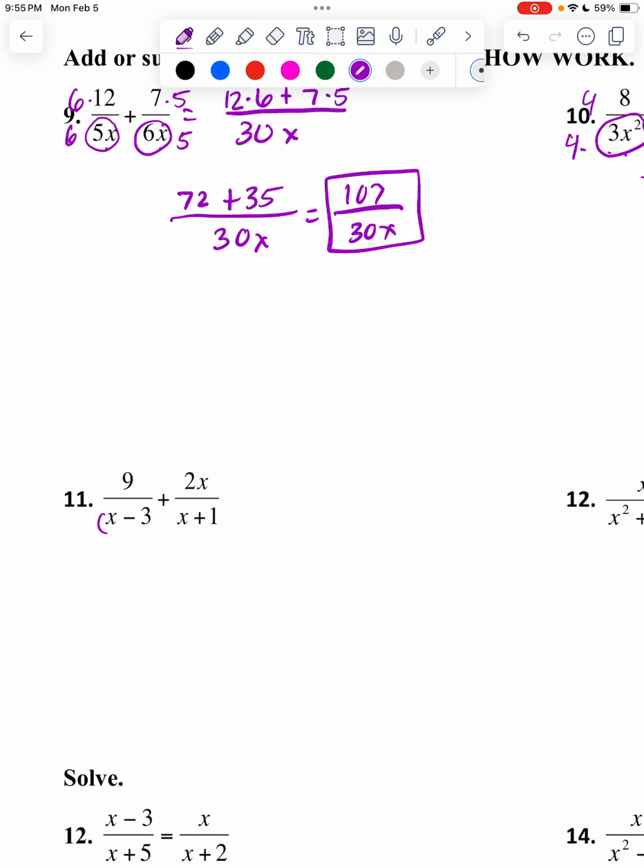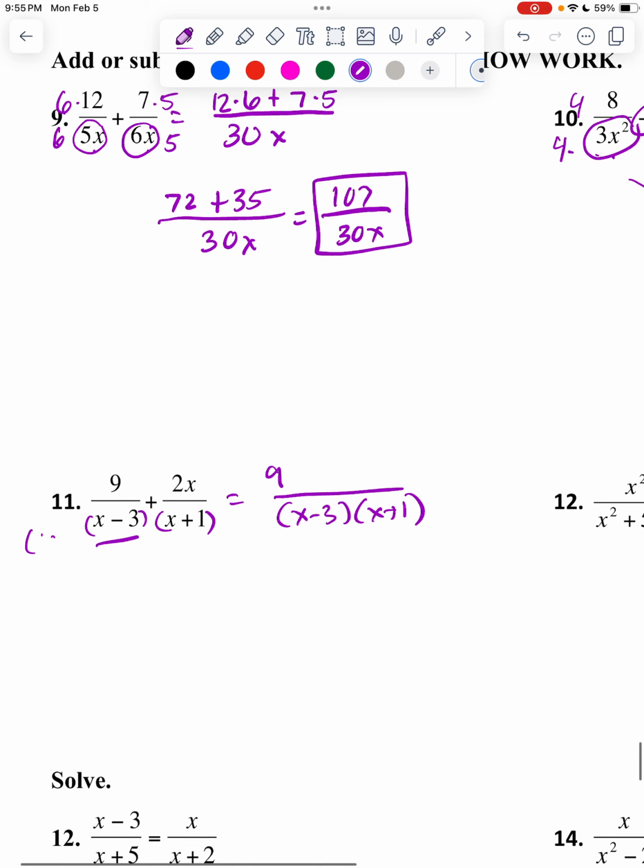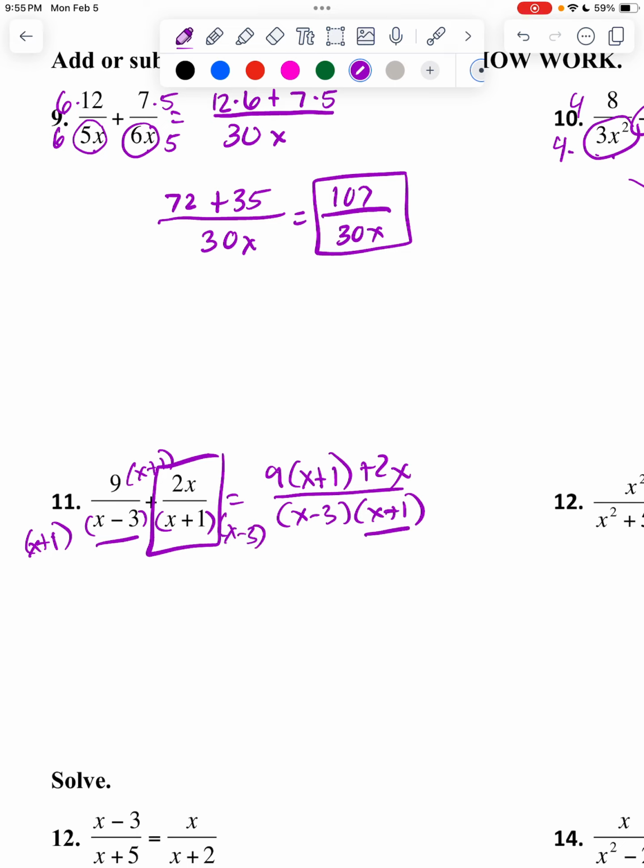Here, I'm looking at really totally different bottoms, and so I end up just collecting those as my common denominator. Same thinking. 9 was already over this x minus 3, so it would have to get multiplied by an x plus 1 on the bottom. But that means you're going to multiply that on the top as well, because the 9 was over the x minus 3, but not the x plus 1. Then moving over here, the 2x is already over the x plus 1, but it's missing the x minus 3. So that's what I ultimately will multiply that top by.